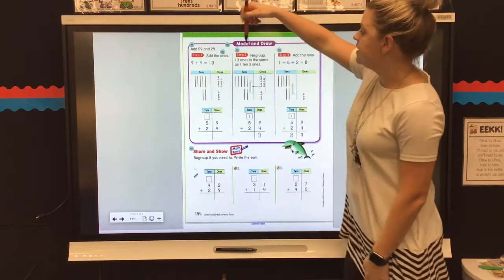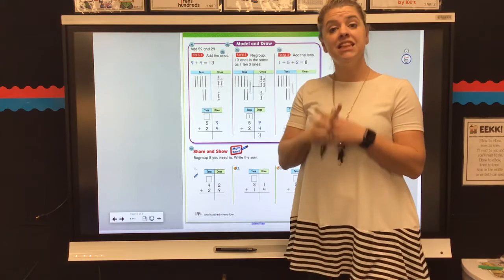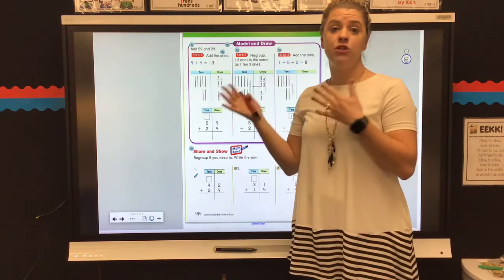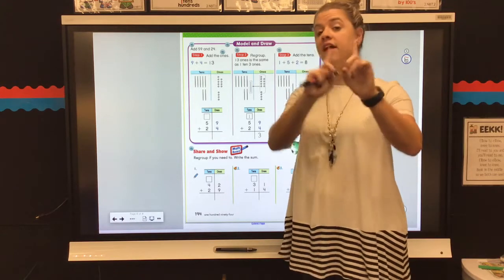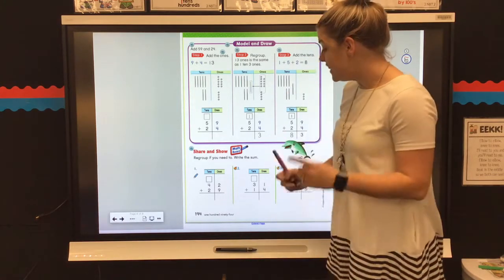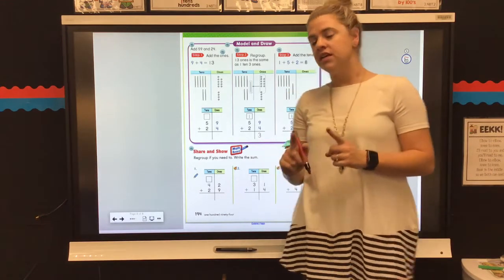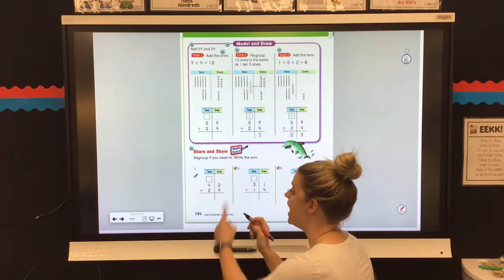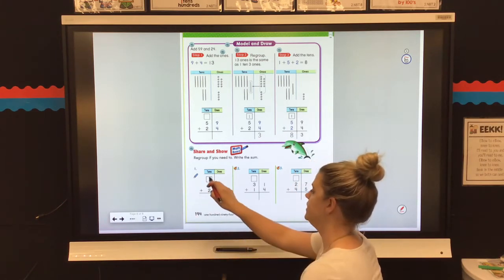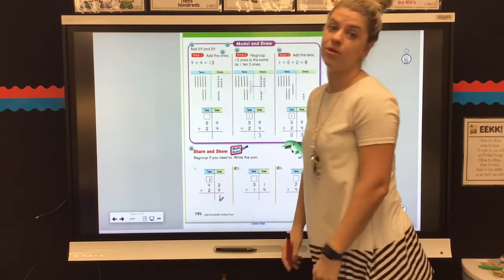Now, step 2 is to regroup if you need to. Is 11 big enough for us to regroup a 10? Yes, because we know that 11 is a 2-digit number. And 11 stands for 1 ten and 1 one. So instead of putting 11 down here, I'm going to regroup that 1 ten up to here, and I'm going to leave the 1 one that we were left over with.